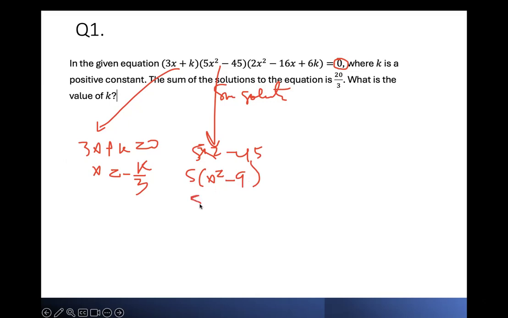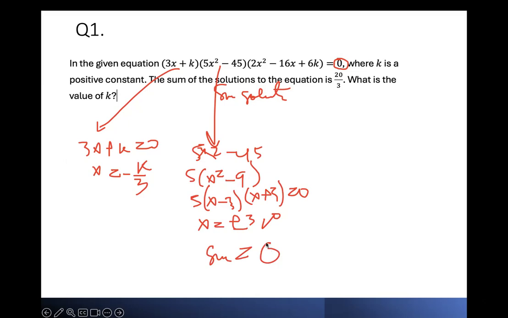In the process, you will turn it into 5(x − 3)(x + 3), which is equal to 0. Your solutions are x equals plus or minus 3. If you sum them, you're going to get 0.